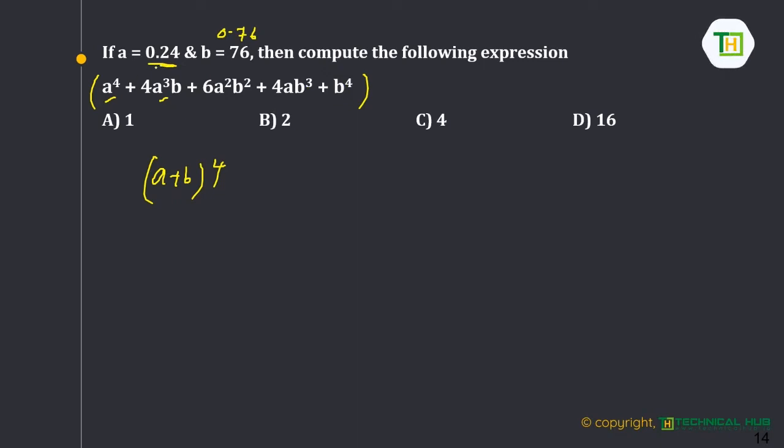So you know A is equal to 0.24 and B is equal to 0.76. So 0.24 plus 0.76 whole to the power of 4. 0.24 plus 0.76 is nothing but 1. So 1 whole to the power of 4 is nothing but 1. So the answer for this question is option A. Don't calculate the A to the power of 4 value, A cube value and A square value. It's not required. Just observe that equation, that is nothing but A plus B whole to the power of 4. Just substitute those values in A plus B and you will get the answer for this question.